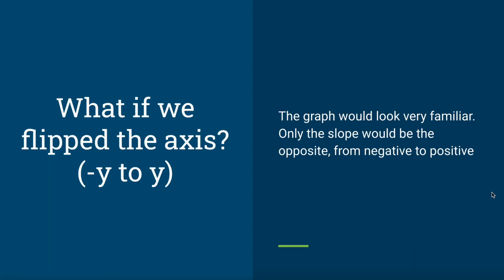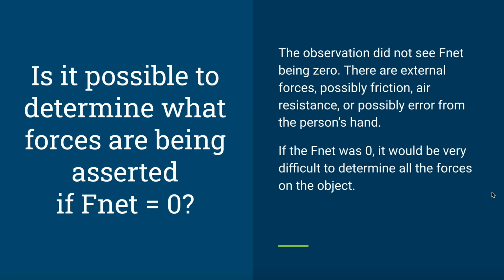So what if we flip the axis? If we flip the axis, then the graph would still look very familiar. However, the slope would actually change. It would go from negative to positive in our case. And is it possible to determine what forces are being exerted if F net is equal to 0? Well, based on our observation, we saw that F net is not 0. There are probably many external forces on it, and even if F net was 0, it would be very difficult to figure out all the forces on that object.